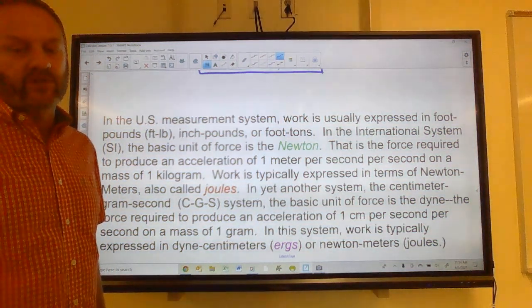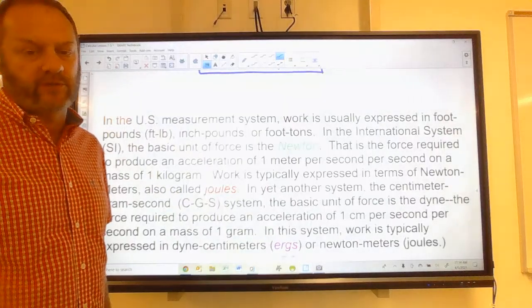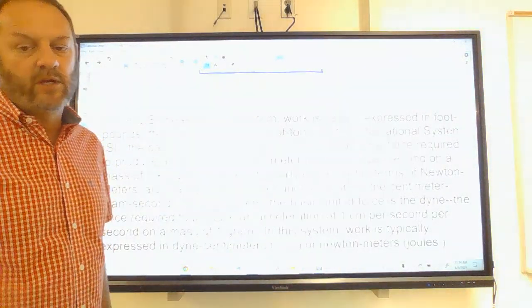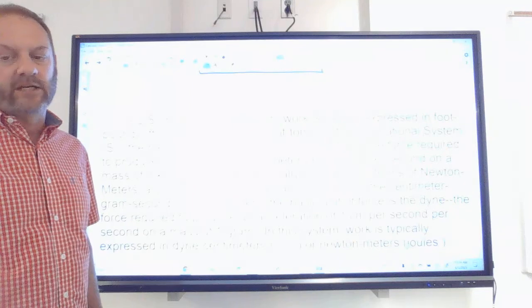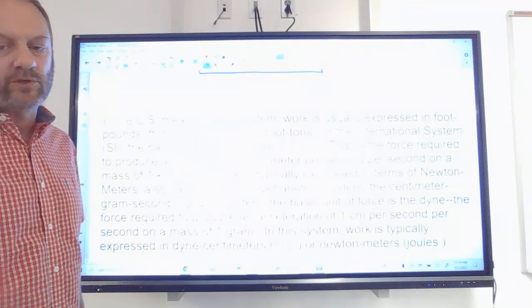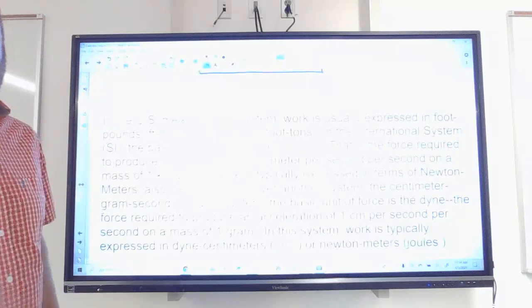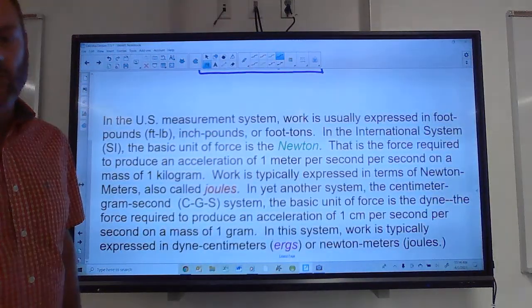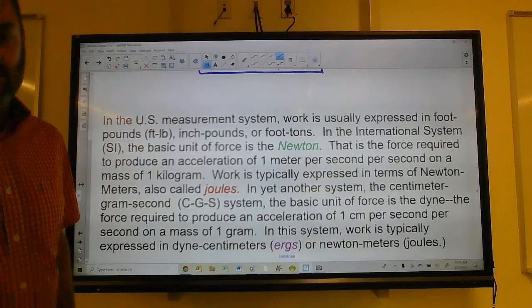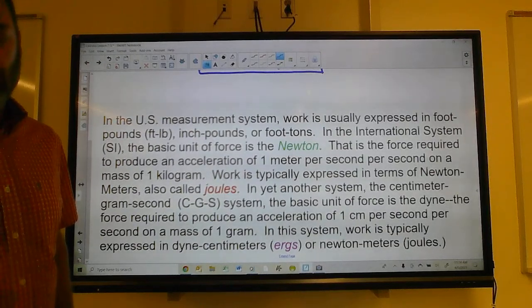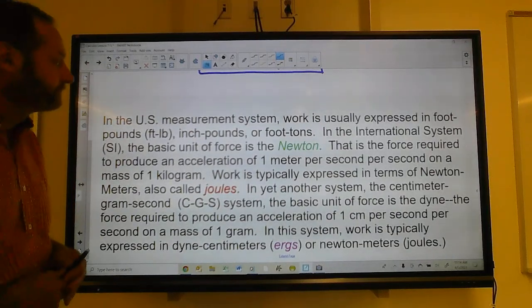In yet another system, the centimeter-gram-second system, the basic unit of force is the dyne. The force required to produce an acceleration of 1 centimeter per second squared on a mass of 1 gram. In this system, work is typically expressed in dyne-centimeters, which are called ergs, or newton-meters called joules.